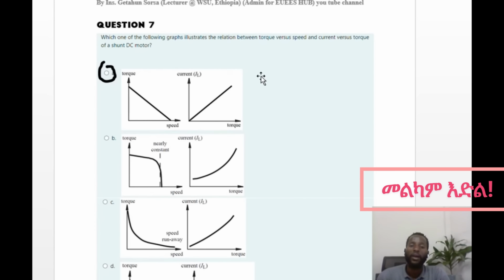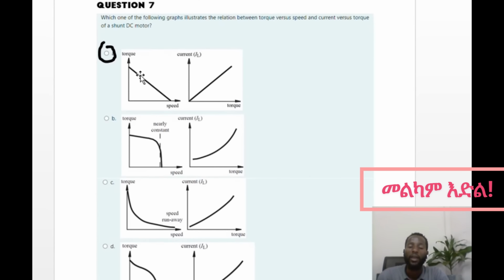which of the following graphs illustrates the relation between torque versus speed and current versus torque of this shunt DC motor? So A this one, B this one, C this, D this one.